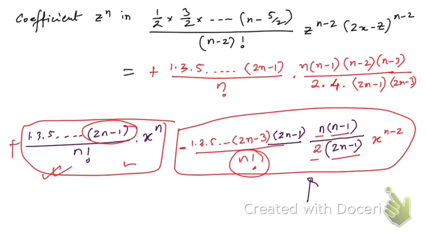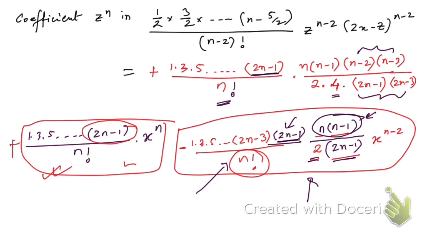Why had we multiplied these two here in the numerator? Because to obtain factorial n here. Similarly, to obtain factorial n here, in this case we need to multiply two more terms, these two. Similarly, in order to obtain this twice n minus 1 at the end, we need to multiply these two.